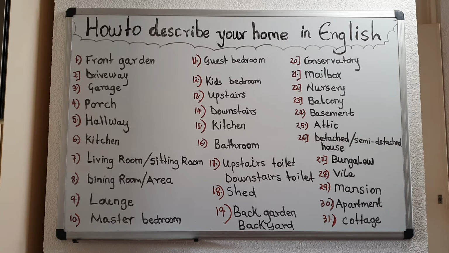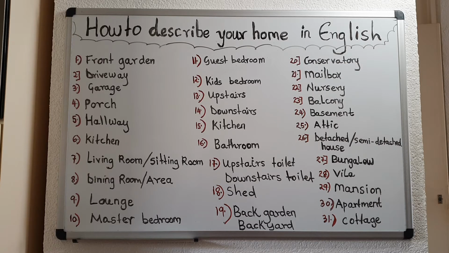There are very many different sections in your home. The first one is front garden. The front garden is the garden that you have at the front of your house. Okay? It is the garden that you have in front of your house. This is the front garden.